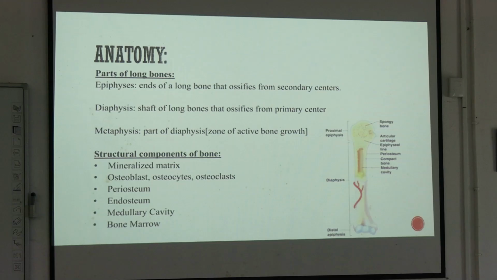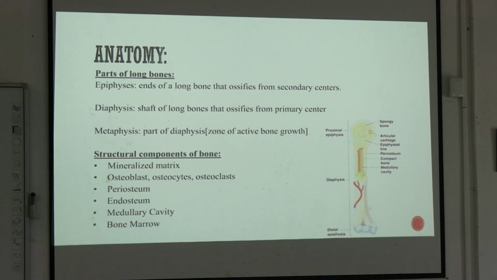Now coming to the anatomy of the bones, which you have already studied in your first year. What are the parts of the bone? This is the epiphysis, the two ends. Then comes the long shaft, which is the diaphysis, and the junction between the epiphysis and the diaphysis is the metaphysis. Now these are the different components of the bone: the mineralized matrix, and then the three cells, which are the osteoblasts, the osteocytes and the osteoclasts.